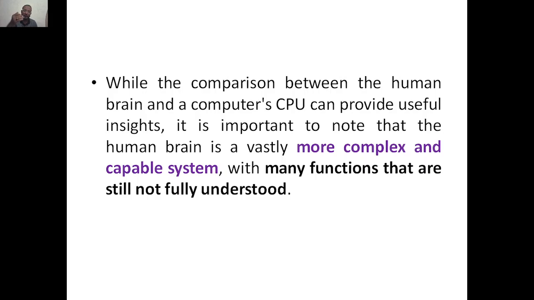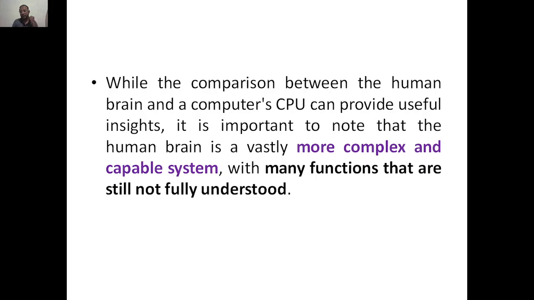In a CPU, so many chips are there, so many transistors are there, so many tasks. Understood? So that is fixed. Whereas in the brain, since it is a more complex and capable system, whatever you are thinking, the brain can be capable of only so much, but it can go beyond that. Every time it breaks the boundaries. So that's how the brain works.